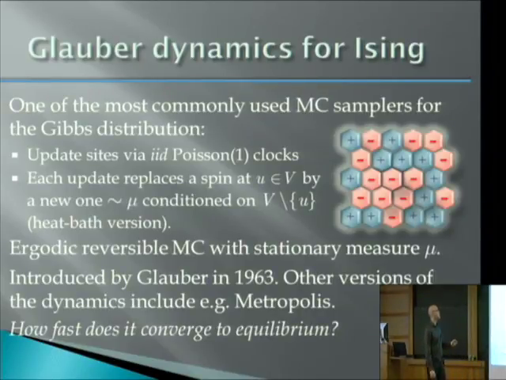The reason that I'm focusing on continuous time, this is the so-called continuous time version of the dynamics, is that there's a picture that we aim to show with respect to the second eigenvalue, to the spectral gap in this dynamics. And the picture is clearer when you look at continuous time. Otherwise, there's this extra factor of n that is sort of artificial.